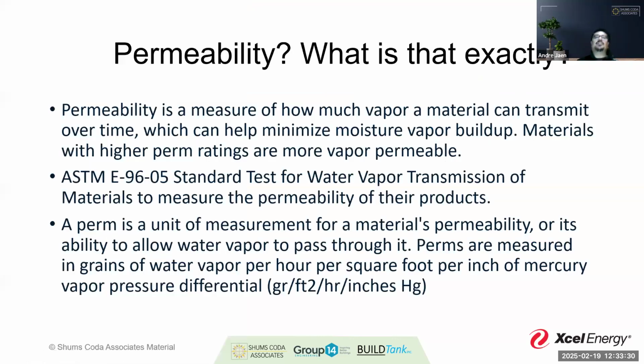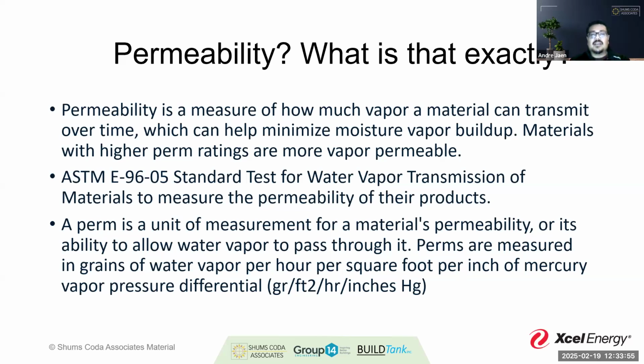So when we talk about vapor retarders, we talked about the classification, and the classification is a function of permeability. And permeability, as we understand it, is how much vapor a material can allow to transmit over time. So when we talk about transmit, I really want to draw your attention to this last sentence down here that says perms are measured in grains of water vapor per hour, per square foot, per inch of mercury.